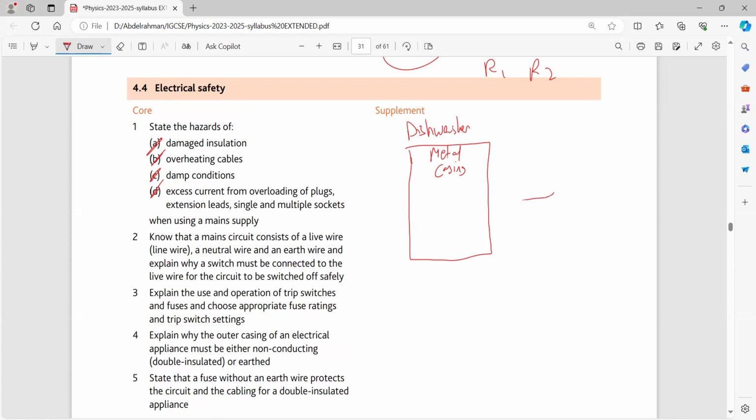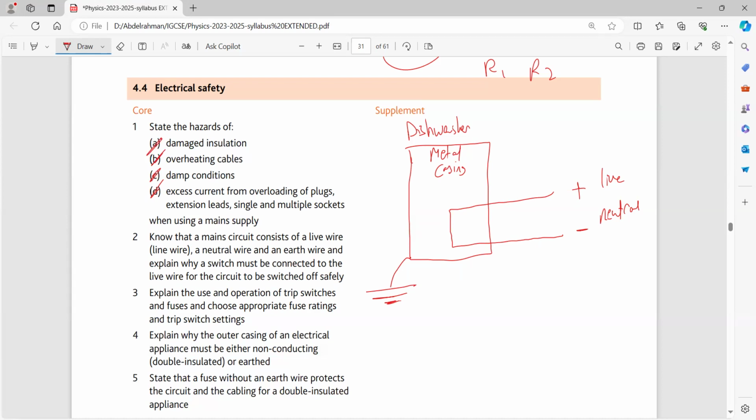We have 2 wires in the dishwasher. These 2 wires are the positive end and the negative end. Instead of naming it the positive end, we name it the live wire. Instead of naming it the negative end, we call it the neutral wire. But what about the earth wire? Earth wire is literally just a wire connected to the earth. We just connect this wire from the metal casing to the ground. Sometimes we call it grounding or ground wire.